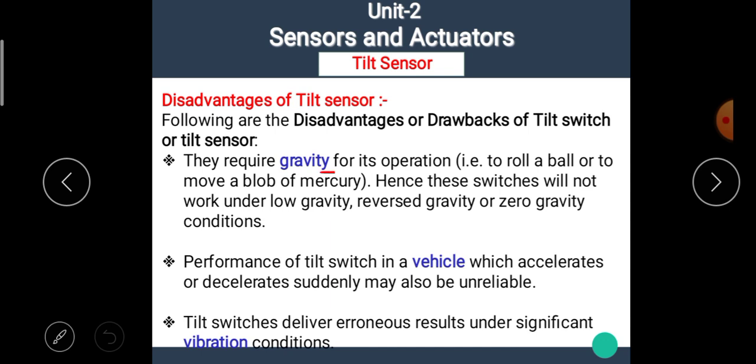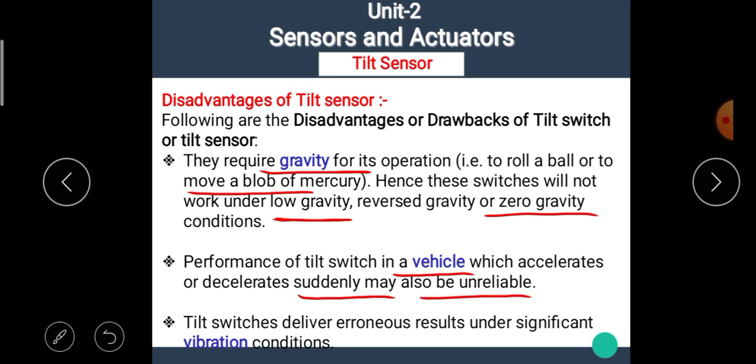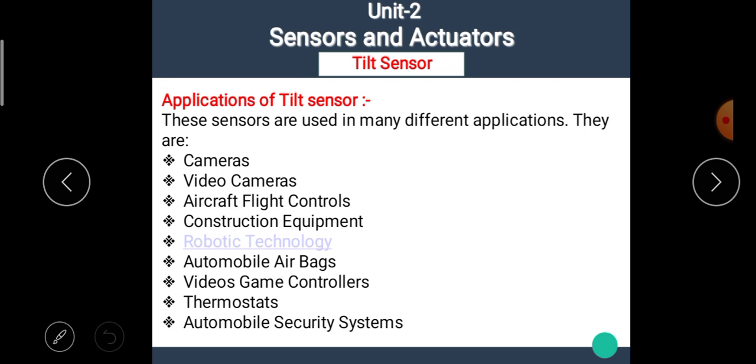They require gravity for their operation, that is, to roll a ball or to move a blob of mercury. Hence, these switches will not work under low gravity, reverse gravity, or zero gravity conditions. Performance of a tilt switch in a vehicle which accelerates or decelerates suddenly may also be unreliable. The tilt switches deliver erroneous results under significant vibration conditions. These are the advantages and disadvantages of the tilt sensor.